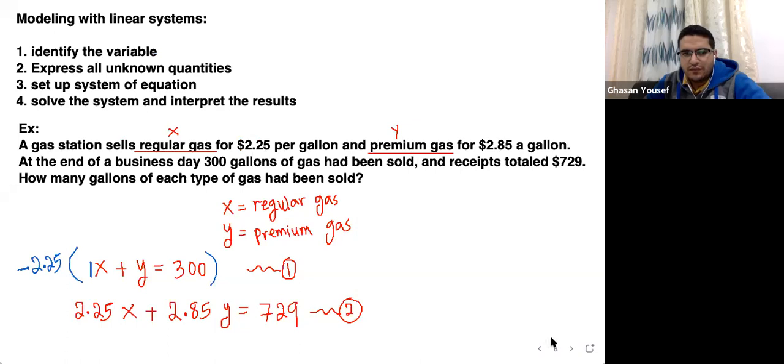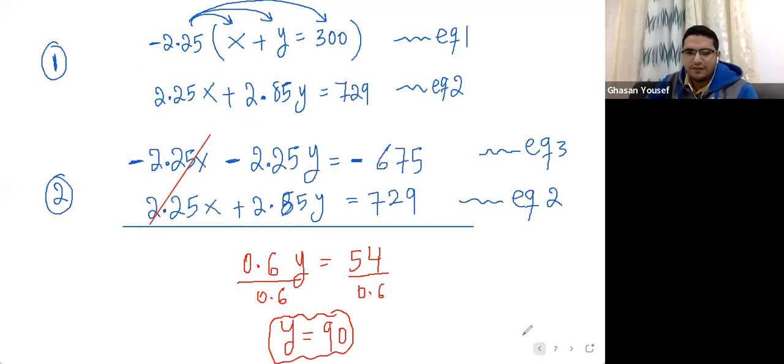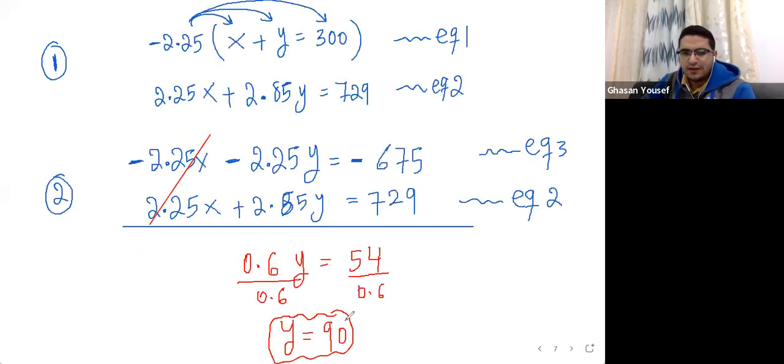So the value of y is 210, and the value of x is 90. I mean, again, I have to plug it here. So here x, and here is x. So the gas station sold 210 gallons of regular gas, and they sold about 90 gallons of premium gas.